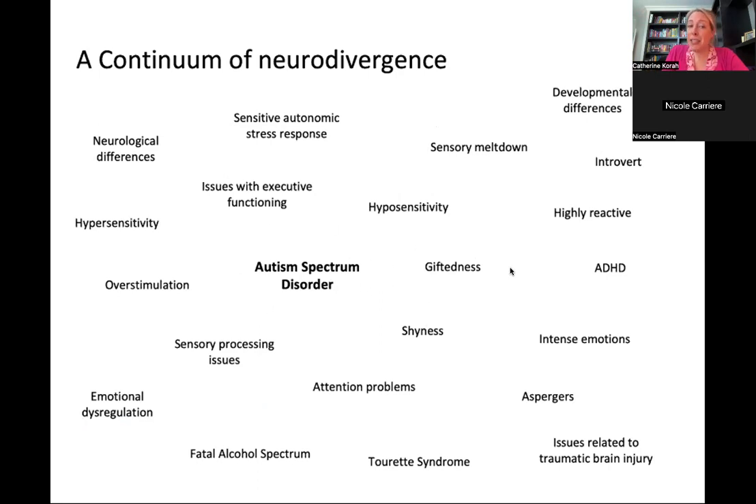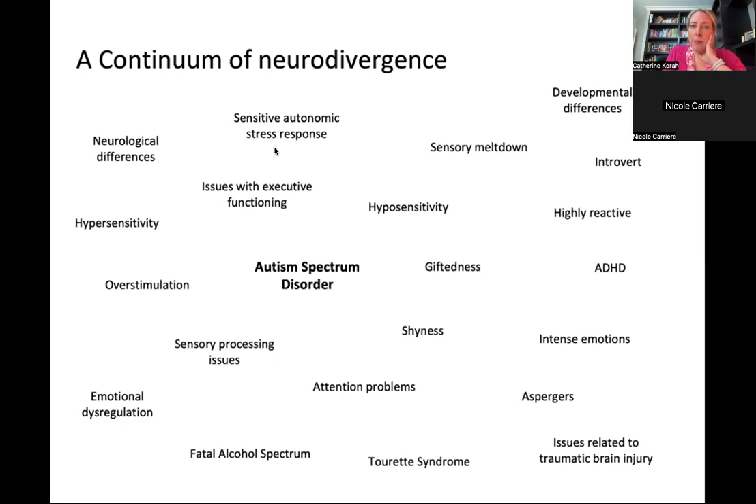disorder. Giftedness fits into that because of the heightened emotions, yes, the intellect that's heightened, but also the emotions and the sensory. ADHD fits into this. Tourette syndrome and fetal alcohol spectrum fits into that as well.